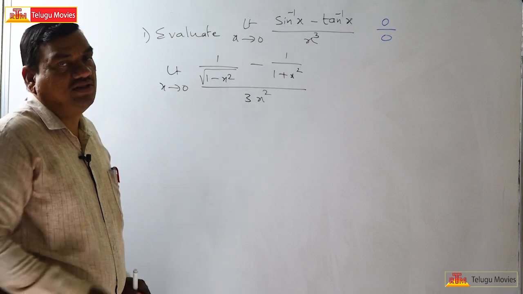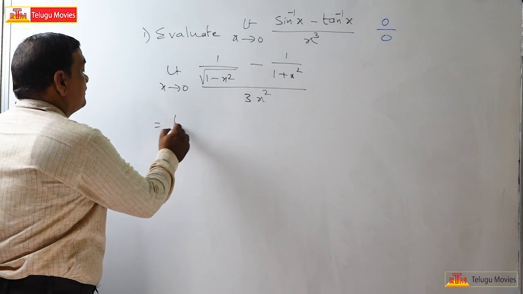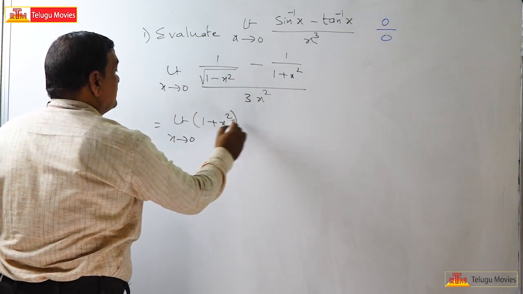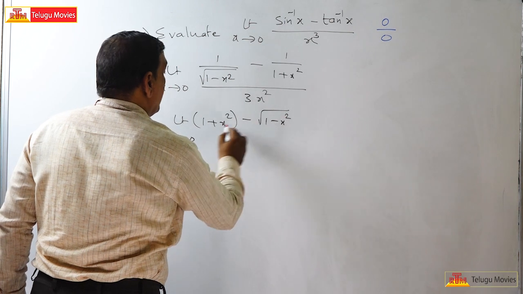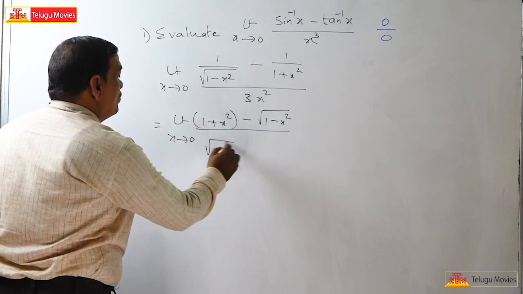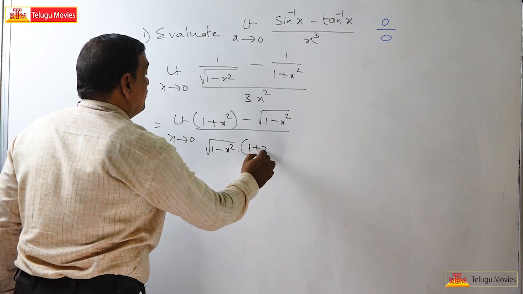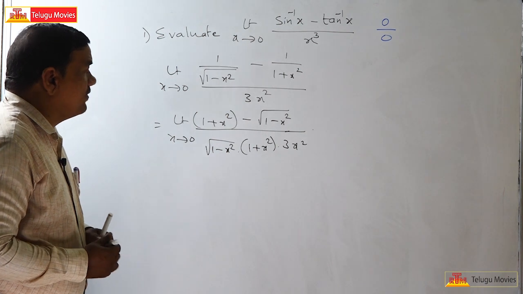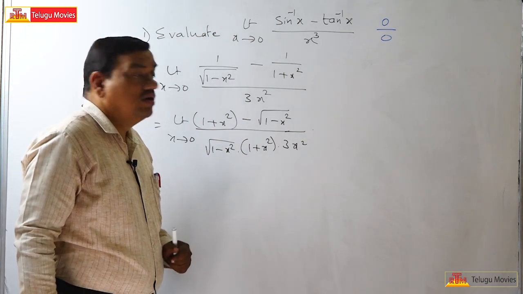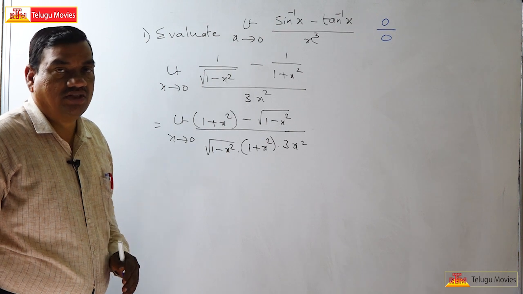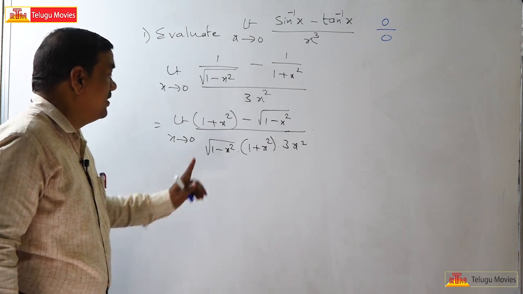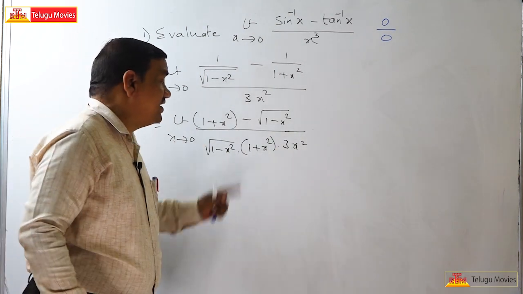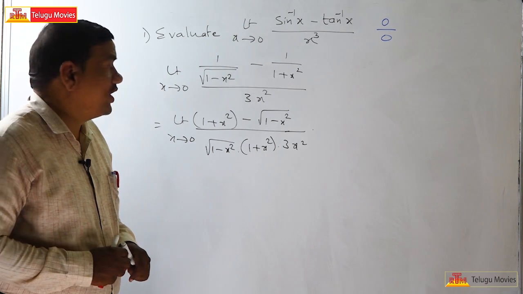But let us first simplify this and see what happens. Limit as x tends to 0. If you take the LCM, this is 1 plus x square minus root of 1 minus x square, divided by root of 1 minus x square into 1 plus x square into 3x square. Now you will get a 0 by 0 form, but don't do L'Hospital's rule at this stage. Why? Because the denominator is a product u into v into w, and if you differentiate it, you will get a very big expression. So don't do that.